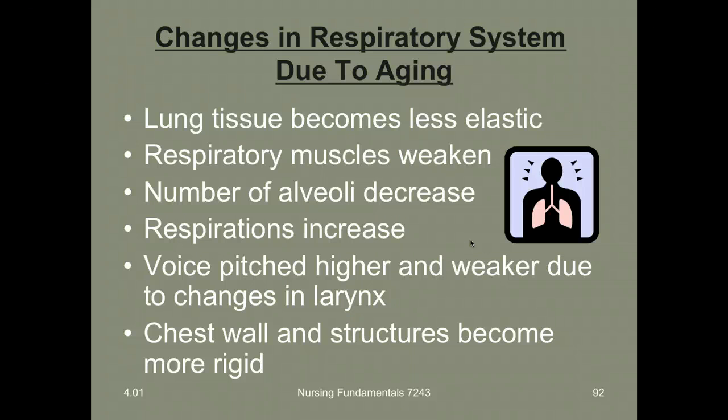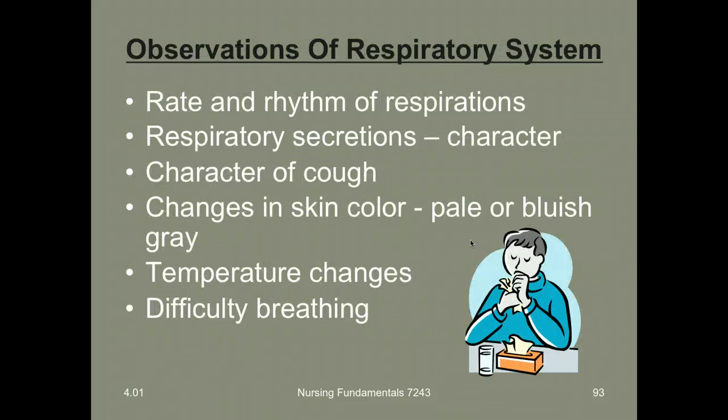Other changes that we find in the respiratory system due to aging: the lung tissue becomes less elastic, respiratory muscles get weak, the number of alveoli decreases, respirations increase, the voice is pitched higher and weaker due to changes in the larynx or the voice box, and the chest wall and structures become more rigid.